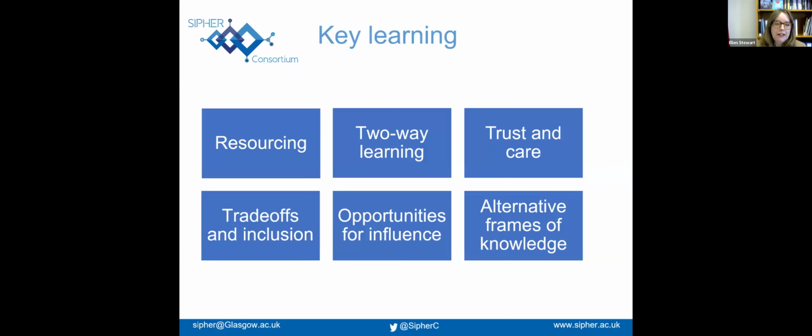A second was around two-way learning. I hadn't necessarily anticipated the extent to which my role as public engagement lead involved not just supporting panel members to learn and engage with the modelling research, but to support our research colleagues to learn about the value, the worth and approaches to involving the public. So there was much more of a two-way Janus-faced role than I had necessarily anticipated.